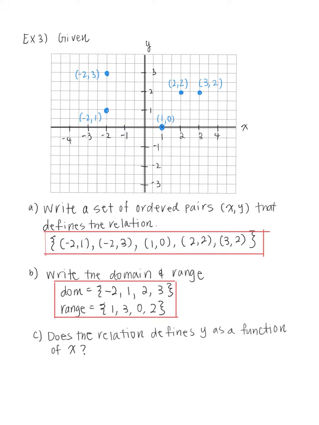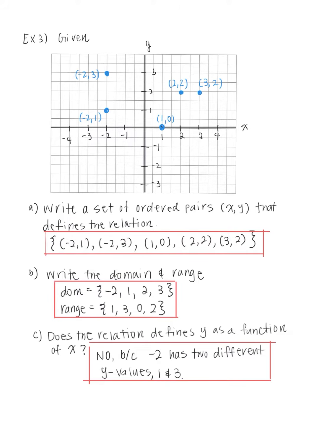Now let's go with part C. Does the relation define y as a function of x? Think about it. What do you think? Do you remember the definition of y being a function of x? Remember, for each x, there must be exactly one y value. I claim that this is not a function, because we have -2, but the -2 produces two different y values, in this case 1 and 3. So that violates the fact that y is a function of x.